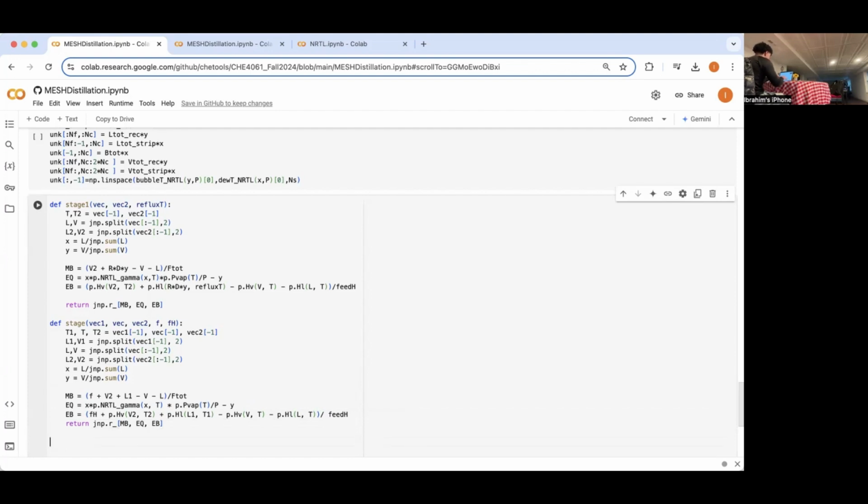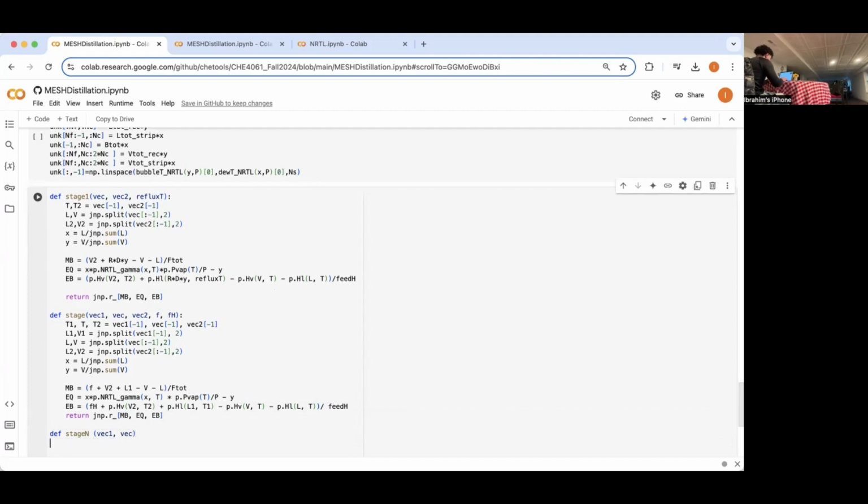All right, so now we can go ahead and define our stage N. And this one's going to be a little different because it's going to be just our vec1 and vec. Okay. All right, so we can go ahead and define our T1 and T, and this will be equal to our vector 1 for grabbing -1, and then for our vector grabbing -1.